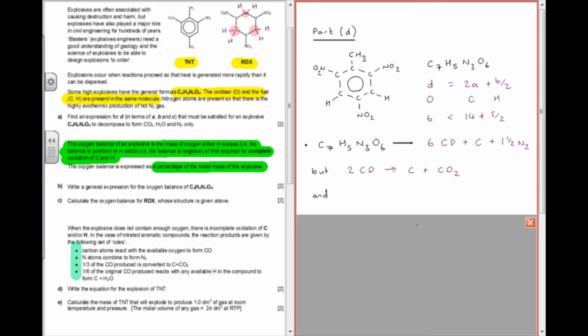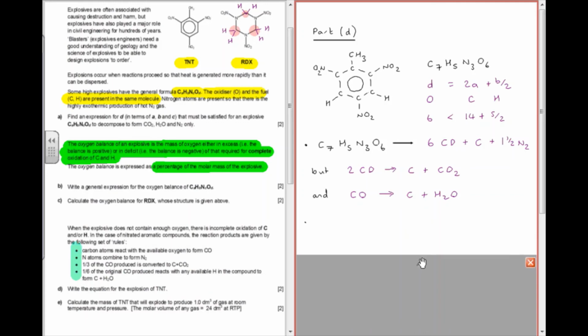In addition, from the 4th bullet point, we can see that a 6th of the original carbon monoxide, so in our case that is a single carbon monoxide molecule, reacts with any available hydrogen in the compound, of which we've got plenty, to form carbon plus H2O. So we now need to put those modifications into our initial equation. So let's just go through that.